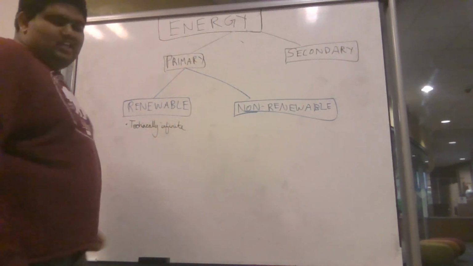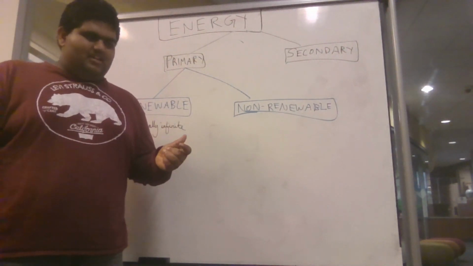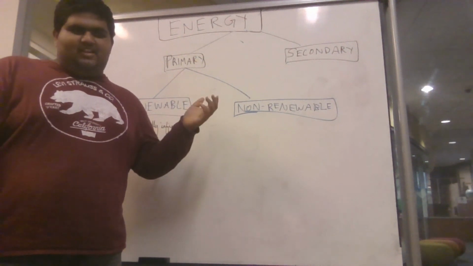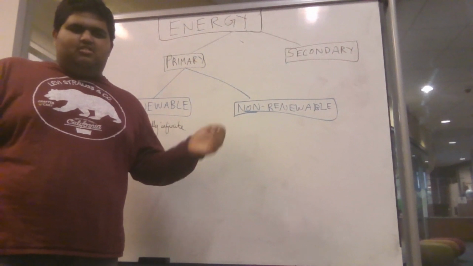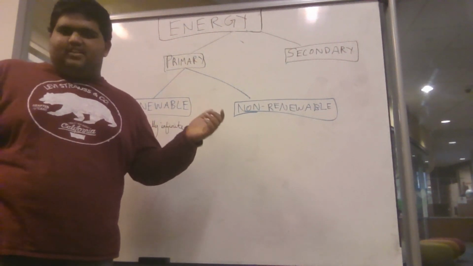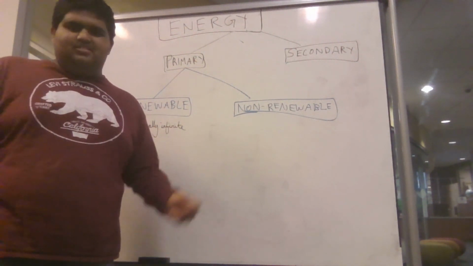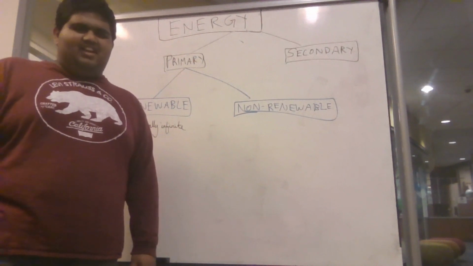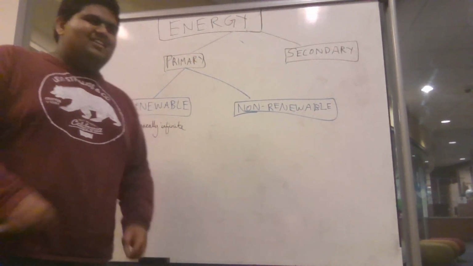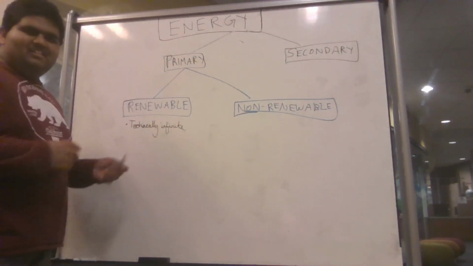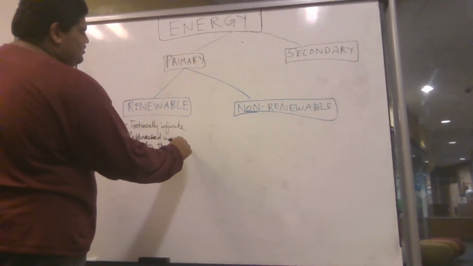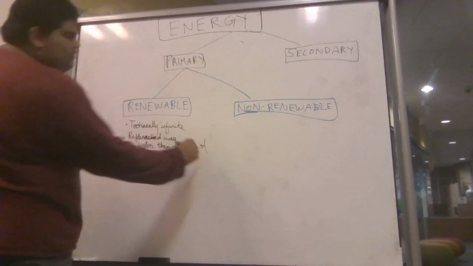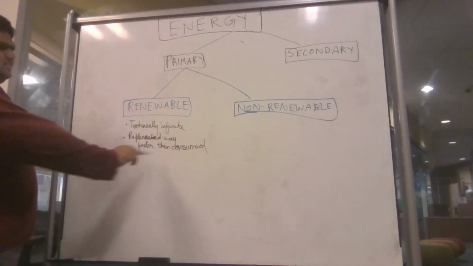This includes, I say technically infinite, I mean, nothing is actually infinite. Renewable energy includes the sun, for example. We all know that the sun is going to explode in a few billion years. But as far as we're concerned, it's technically infinite. It is replenished way faster than it is consumed.